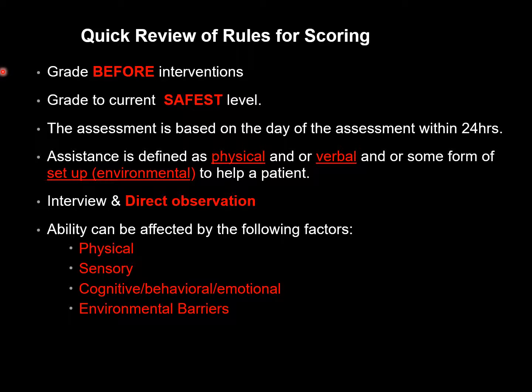Let's take a moment and review the rules for scoring the 1800s. You always score before any interventions. The grade is going to be based on the current safest level or the safest recommended functioning level for this patient. The assessment is based on the day of the assessment within 24 hours. Assistance is defined as physical, verbal, as well as environmental setup. Data will be collected through the interview process and most specifically through direct observation. And ability will be varied based on physical, sensory, cognitive, or emotional factors.